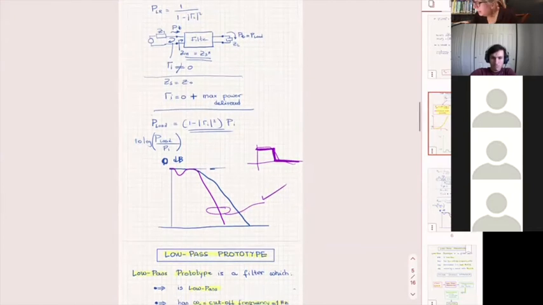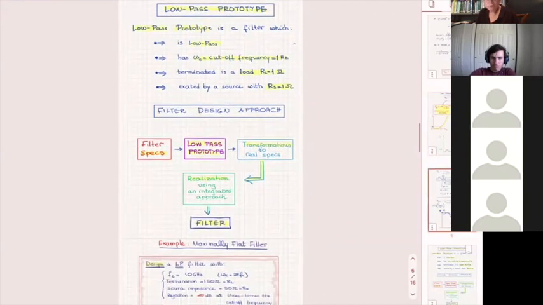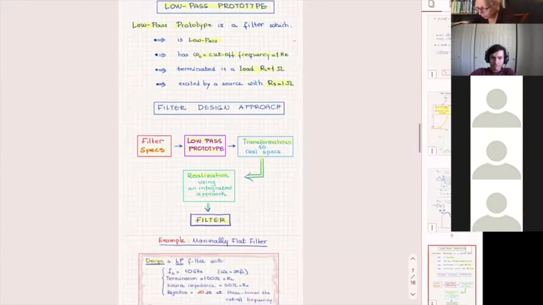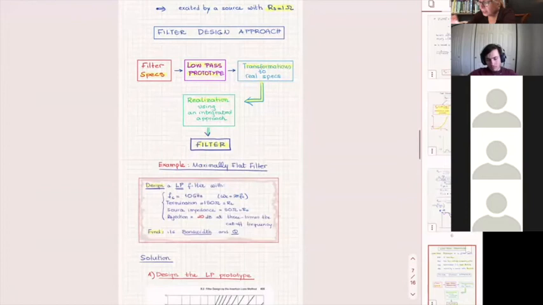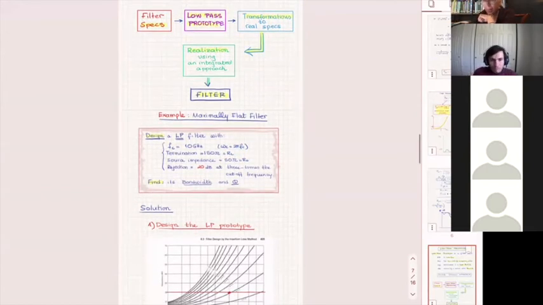Okay, now with that, I would like to go and talk about the low pass prototype. I'm practically reviewing some things here. So we talked about the design process: filter specs, you design a low pass prototype, and then you do two very important transformations, a frequency transformation and an impedance transformation. Why is that? Because when you start with a prototype, it's not a real filter. It's like a design toy. It's like a tool we're using.